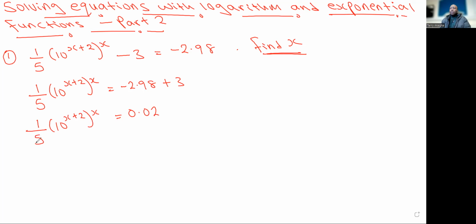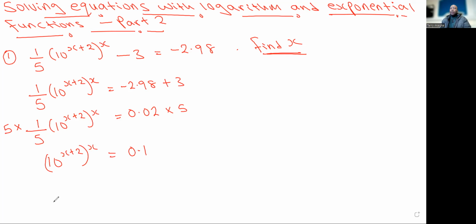Now, to get rid of this 5, I'm going to multiply both sides by 5. So I'll multiply this side by 5. I'm going to multiply this side by 5. So we're going to have 10x plus 2 all raised to power x, because 5 times 1 over 5 is going to give you 1. So that's why I'm multiplying both sides by 5. Will be equal to 0.02 times 5 will give you 0.1.